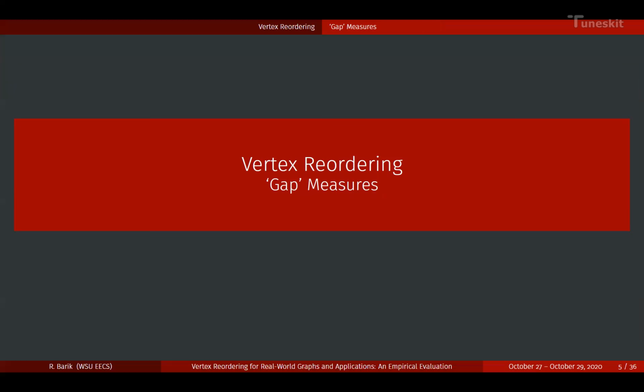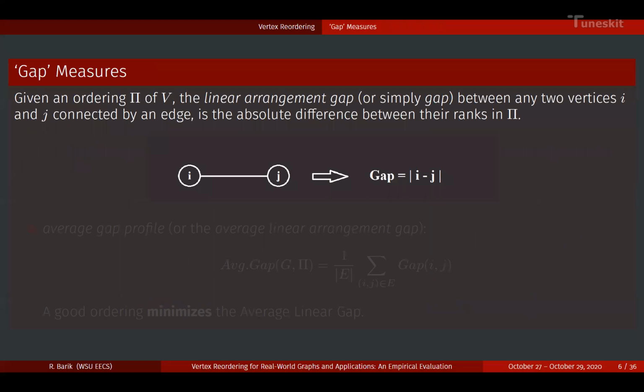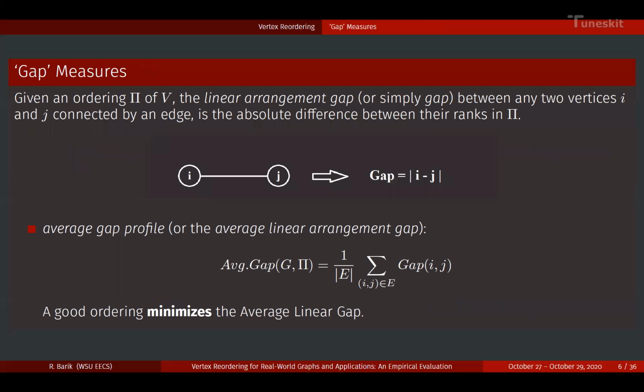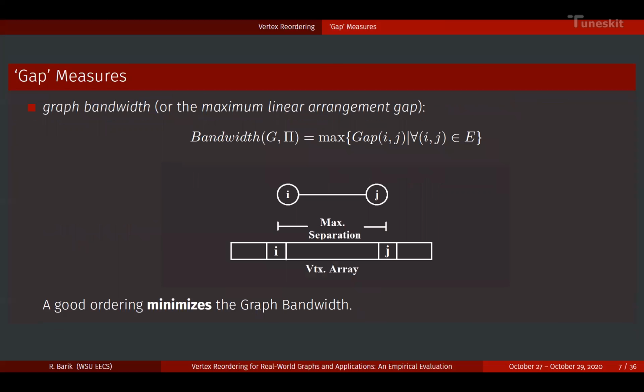We define gap measures. We define the linear arrangement gap between any two vertices i and j as the absolute difference in the ranks in the ordering pi. So the average gap profile of a given ordering for an input graph becomes the average linear arrangement gap over all the edges of that graph. A good reordering is one which minimizes the average linear gap.